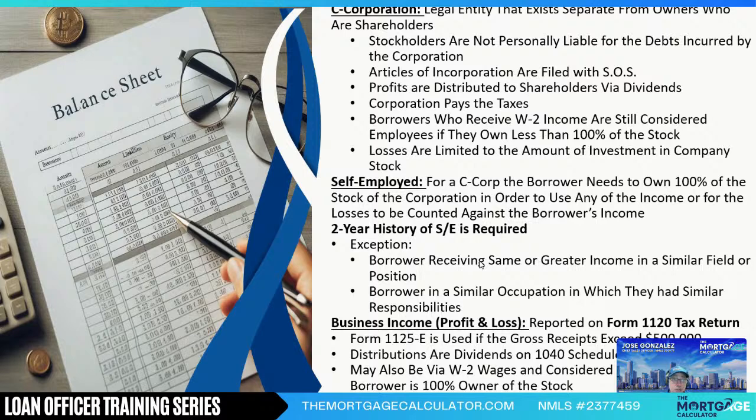But typically, if you look at any of the training and guidance on income, it is going to state that for the C Corp's income to be able to be used by the borrower, and for the losses, just as important, for the losses of the corporation to be considered against the income of the borrower, the borrower has to own 100% of the stock of the company.